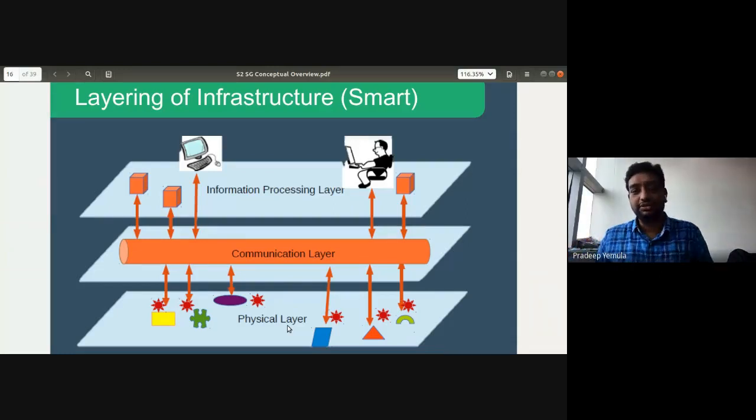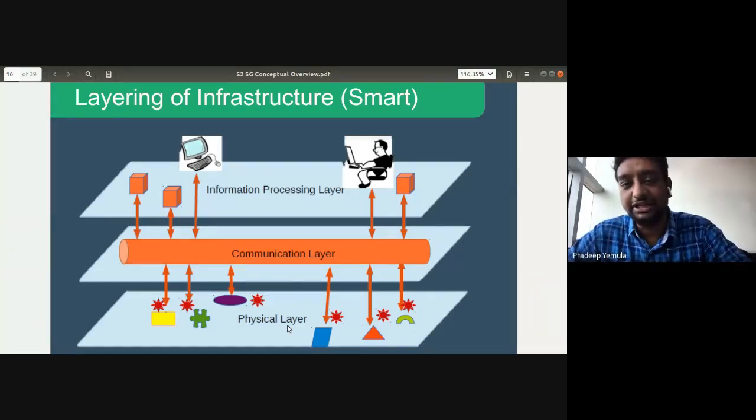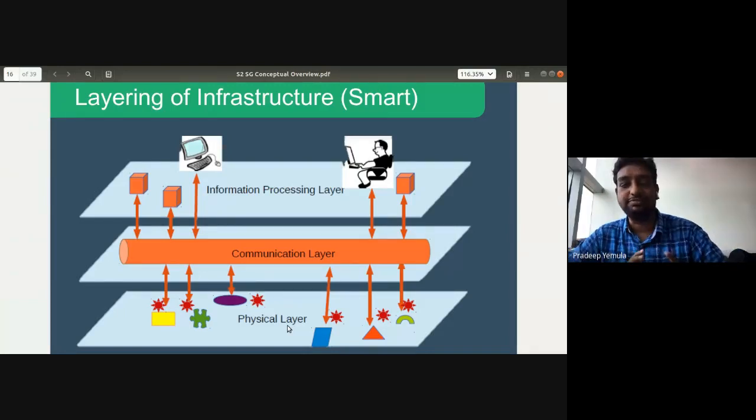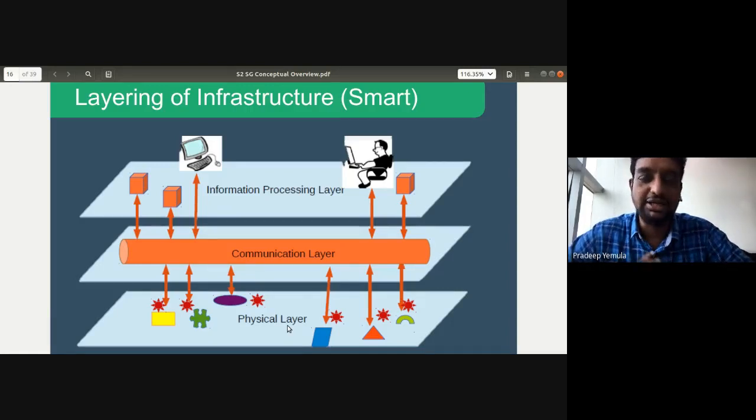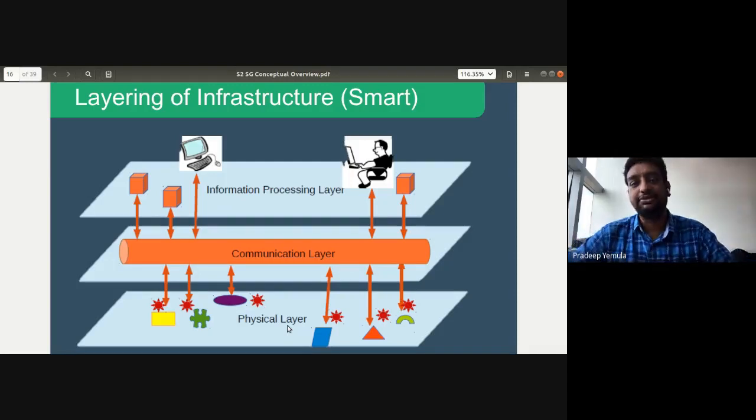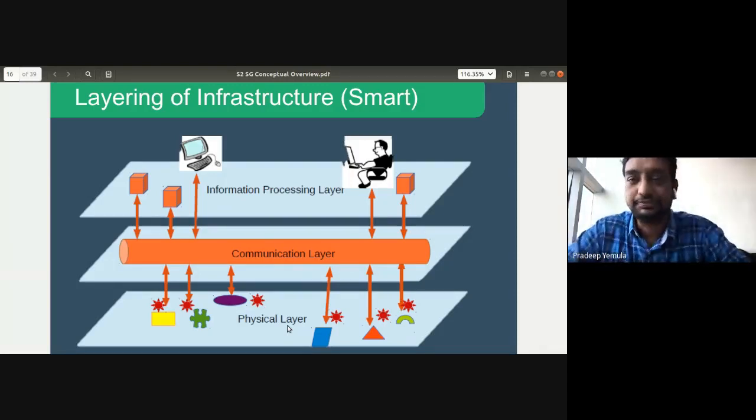So unless you become familiar with all these three, IT, communications, and core power engineering, the smart grid concept will be difficult to understand. As a smart grid concept is a mix of all these three. Either you have to learn all three, or if you are in one particular area, you can work with other people who are in the other areas, and together in the form of a team, you can develop a solution.